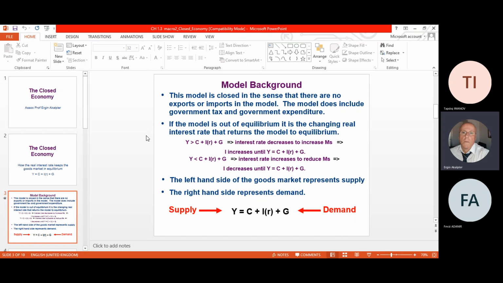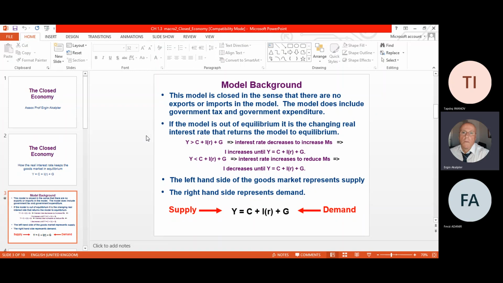And when we flash back to our background, this model is closed in the sense that there are no exports or imports in the model. The model does not include government tax and government expenditure. If output is out of equilibrium, it is the changing real interest rate that returns the model to equilibrium. So we are questioning what will happen if the interest rate is changing and affecting the parameters.